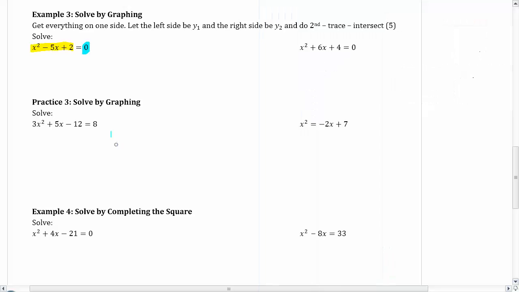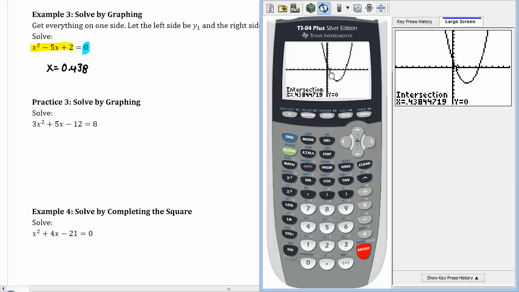So then we can write down that answer of x equals 0.438. So that's the x value where the two lines cross. Okay, which in this case is known as the x-intercept. It's where it crosses the x-axis. Okay, so one more time, second trace intersect, and then go over to the right. Because that's the other place where the two lines cross each other. When you get over to the right, hit enter 3 times.